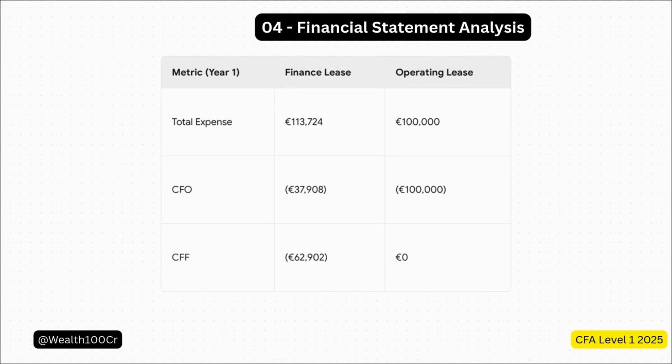Just look at the impact under US GAAP. In that first year, an operating lease makes your profit look better because the expense is lower. But, and this is a big but, it makes your cash flow from operations look way worse. This choice can completely warp key ratios you rely on every day.